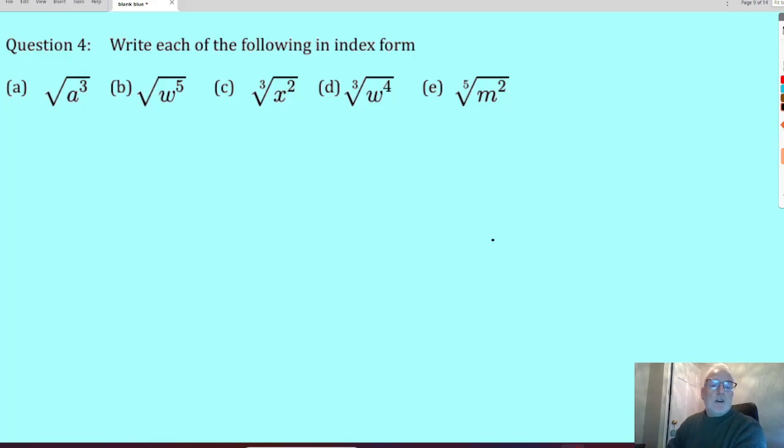Okay, so let's have a look at the next question. We've got the square root of a raised to the third power.